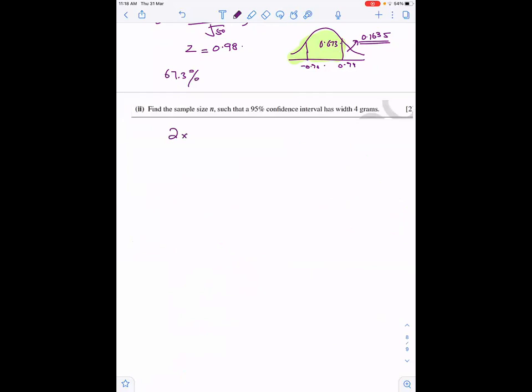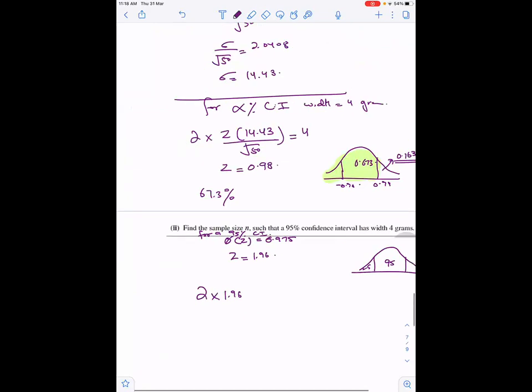Okay, it's going to be 2 multiplied by the z value for a 95% confidence interval. So this is 95, that means 2.5 in each tail. 1.96 is the value of z. You can write Φ of z equals 0.975, so z is going to be 1.96. Before that, you should write: for a 95% confidence interval.